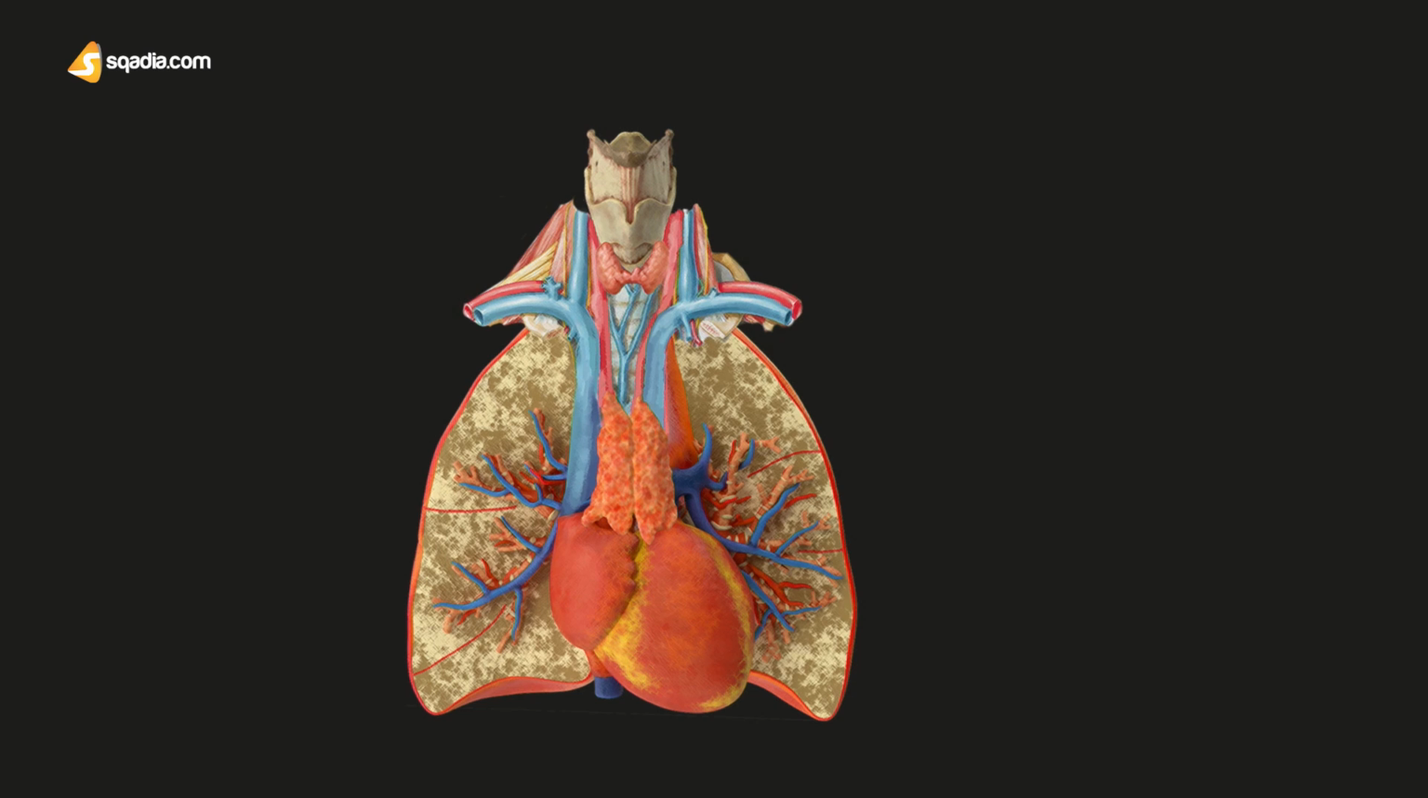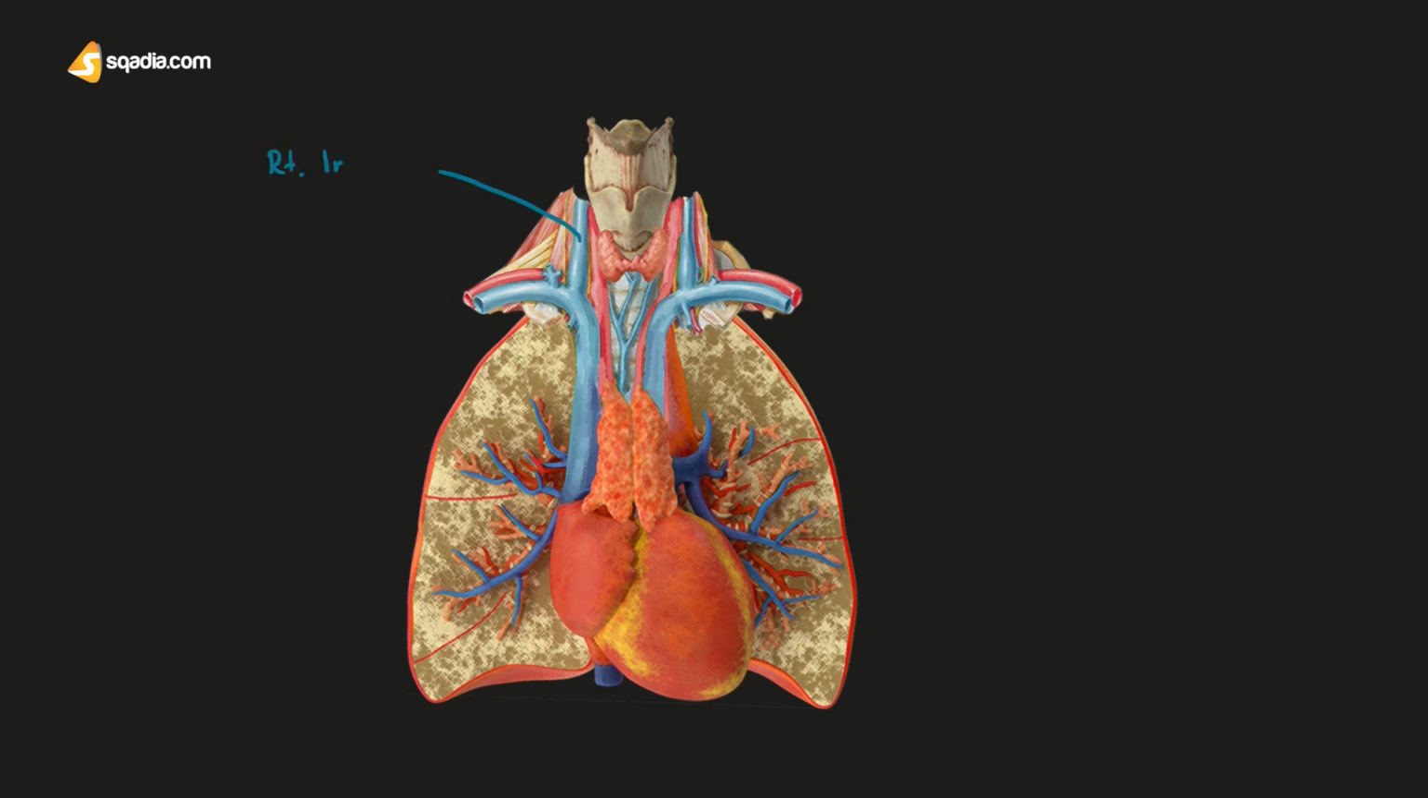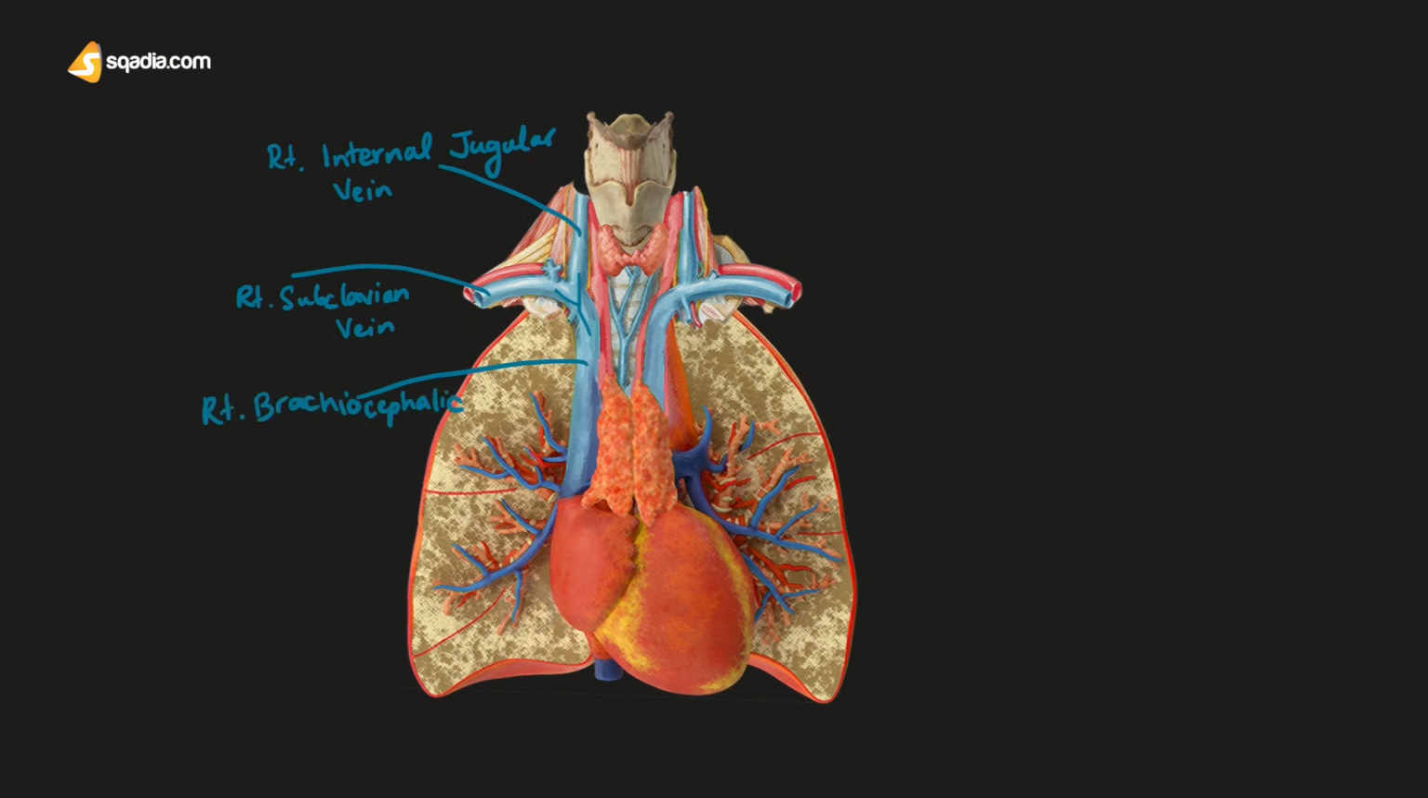So on the right side here we can see that we have the right IJV, and here we have the right subclavian. So same thing on the left side, and these two, they join to form the right brachiocephalic trunk. So it's the same thing on the left side. So this is the left IJV, and this is the left subclavian, and this is the left brachiocephalic trunk.